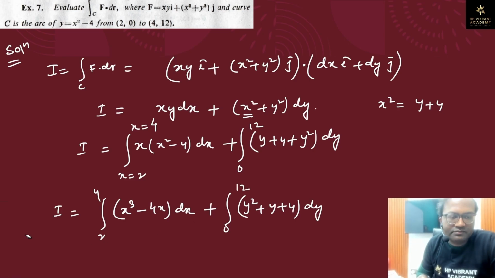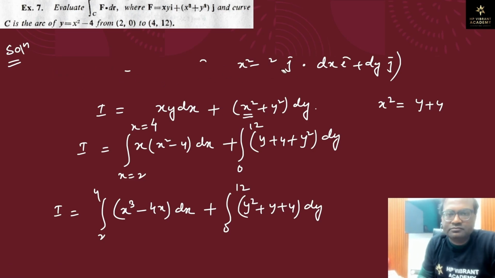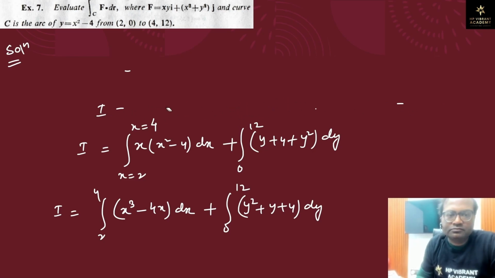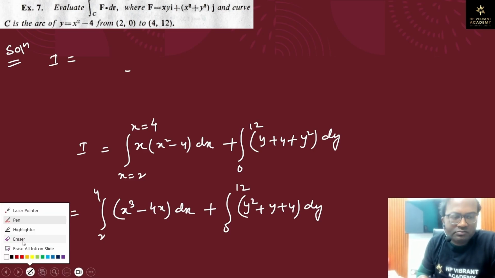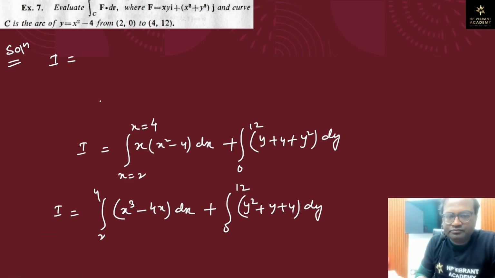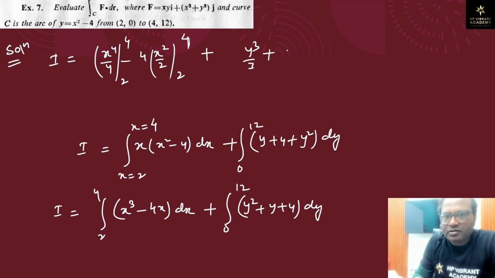So let us further simplify this. The value of I is x to the power 4 upon 4 minus 4 x square upon 2, with limit from 2 to 4, plus y cube upon 3 plus y square upon 2 plus 4y, with limit from 0 to 12.